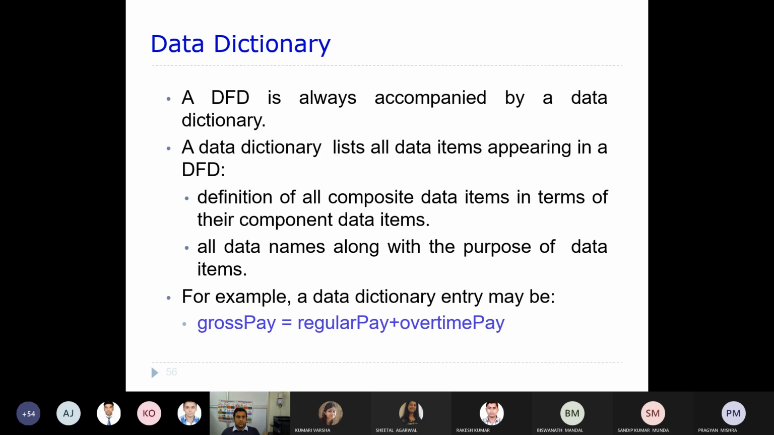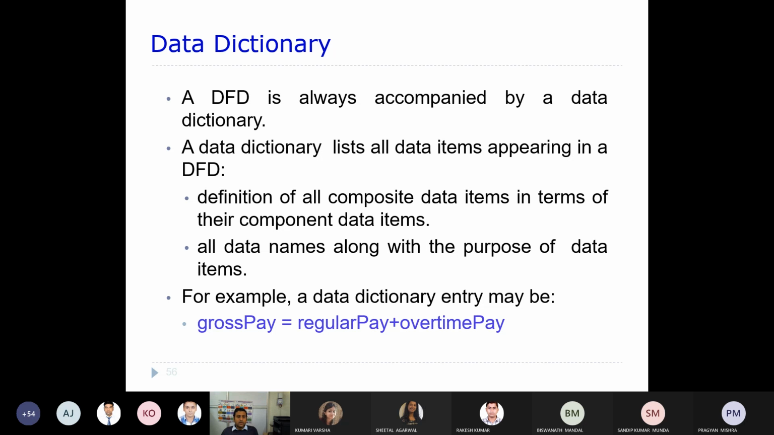A data dictionary lists all data items appearing in a DFD. So whatever data items appear in a DFD will be provided in the form of a data dictionary. It includes the definition of all composite data items in terms of their component data items. We'll see how we are going to define all these composite data items, along with data names and the purpose of data items. Let's say, for example, one entry of a data dictionary can be like this.